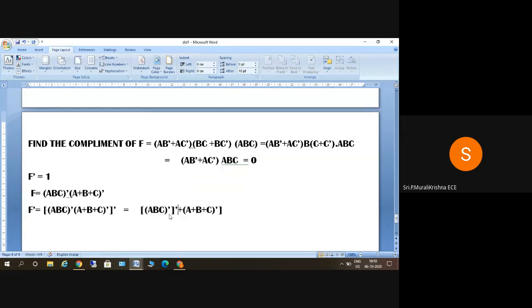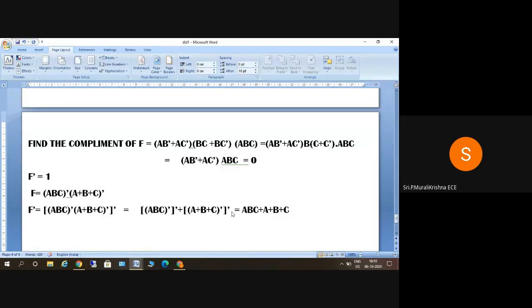This is A bar, and this is B bar here. So A is ABC bar, and B is A plus B plus C bar here. If I perform the complement of this, A bar plus B bar, I'll get the value as ABC plus A plus B plus C.